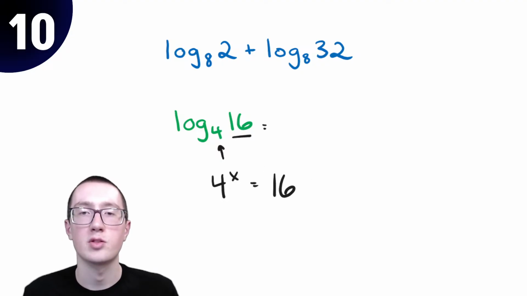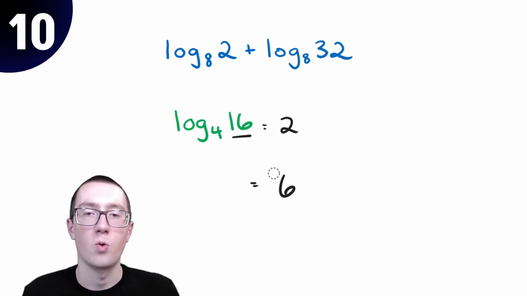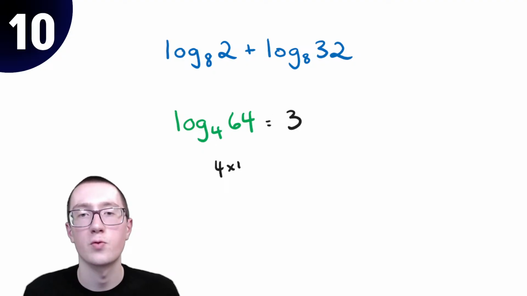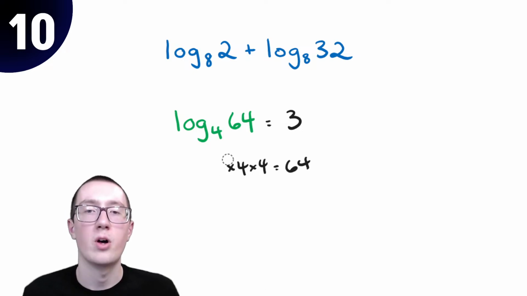And in this case, you have to put an exponent of 2 because you have to multiply 4 2 times to get 16. 4 times 4 is 16. Or if you had log base 4 of 64, well, now the answer is 3 because you have to multiply 4 3 times to get 64. 4 times 4 times 4 is 64. So that's what a log is.